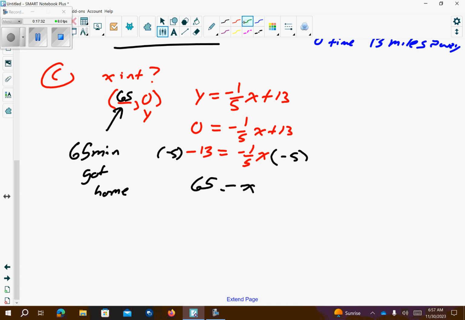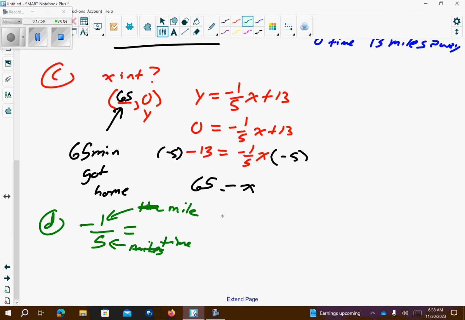Letter D says, what is the slope and what does it represent? The slope is this. What does it represent? So it takes him, so this is time, and this is miles. Let's see. Nope, I take it back. This is miles, and this is time. So for every 1 mile he rides, it takes 5 minutes.